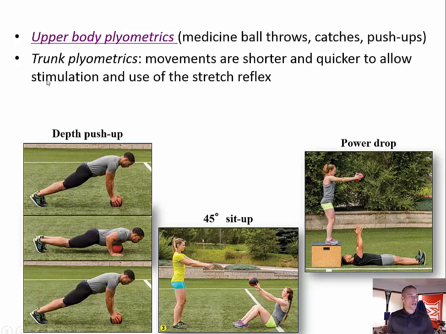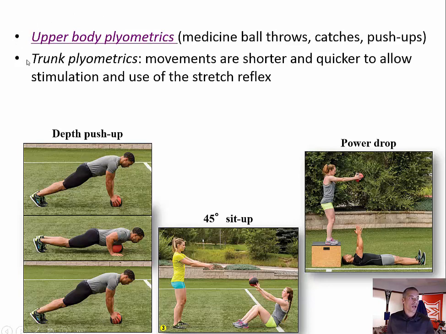So upper body plyometric exercises include a variety of medicine ball throws, catches, as well as push-ups. You see some pictures down here showing examples of upper body plyometric exercises. Some of those are performed alone, others require a partner to assist. And here's a link to videos showing upper body plyometrics. Again, the same videos can be found on the Canvas page.